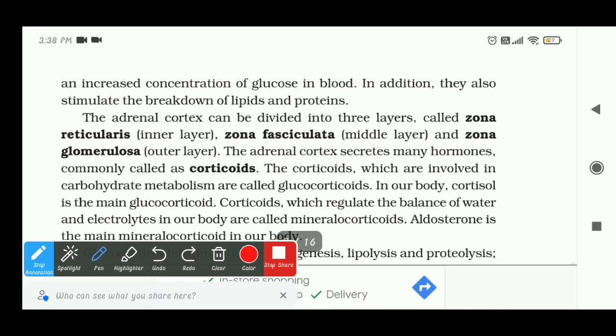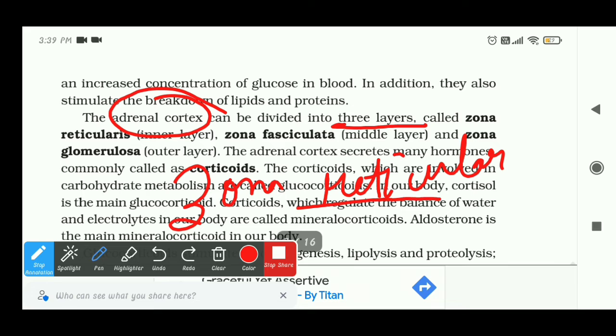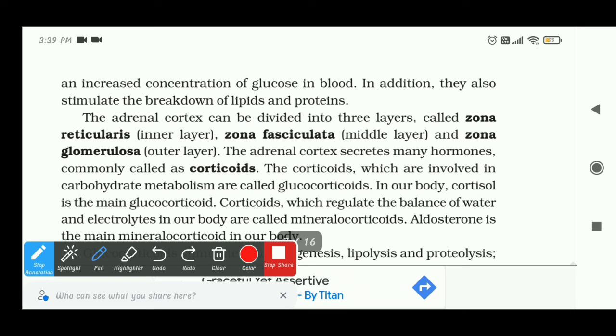Now this was all about the adrenal medulla; now we are talking about the adrenal cortex. The adrenal cortex is divided into three layers. First is zona reticularis, the innermost layer. Next we have zona fasciculata, the middle layer, and zona glomerulosa, the outermost layer.